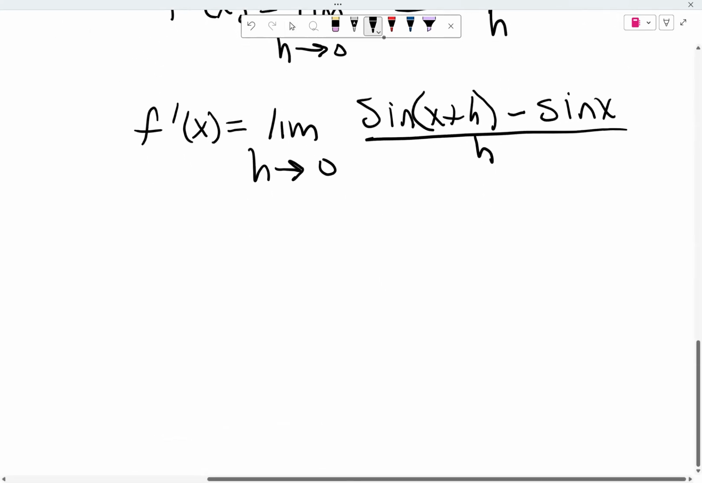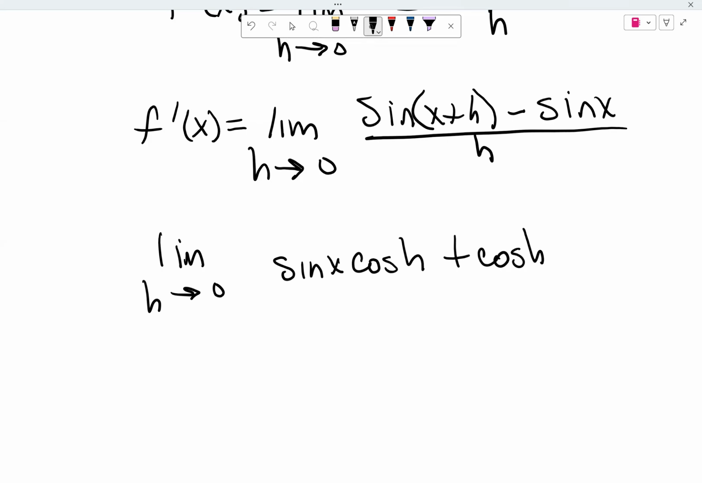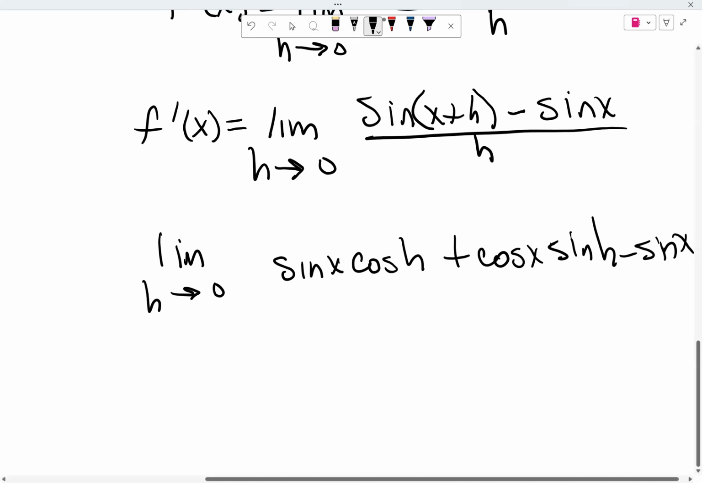If I continue to expand this, the limit as h approaches 0, in this case, as I expand it, becomes sine x cosine h plus cosine x sine h minus sine x again, and we're just doing this over h.